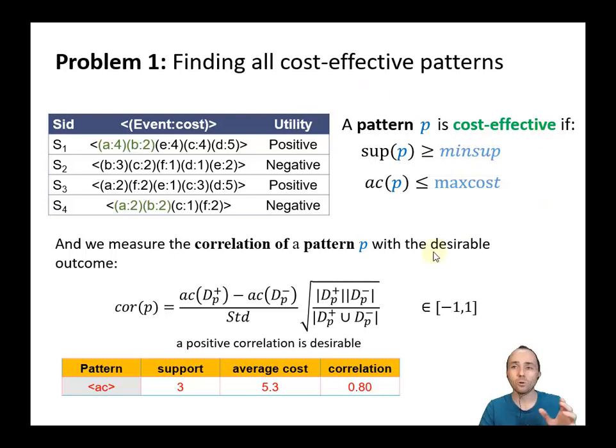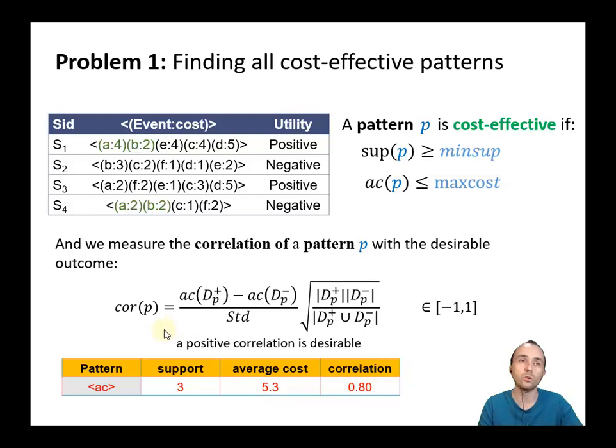Now also, beside that, we use another measure we call the correlation of a pattern. We want to see, for example, if the pattern AB or AC is correlated with a good outcome, with a positive utility. If you use AB or AC, do you have a good chance to get a good outcome? So here, for example, we take the pattern AC. We find that the support is 3. It appears in 3 sequences. The average cost of AC is 5.3, and we want to calculate the correlation.